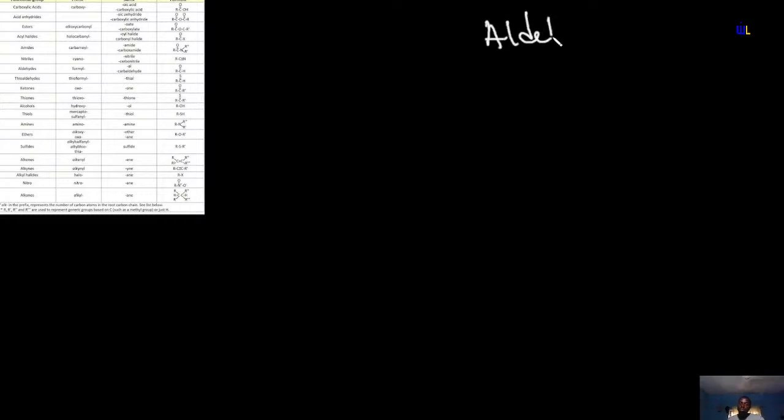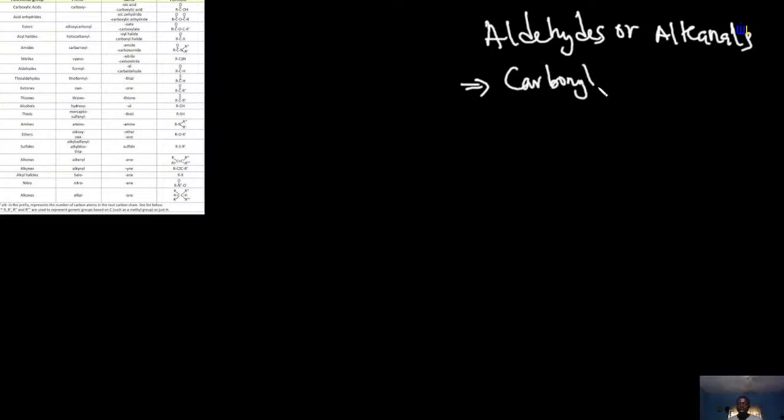So aldehyde or alkanals. Now, the aldehydes or alkanals are represented by the carbonyl functional group. So just have that in mind. The functional group for the aldehydes is the carbonyl functional group. Now, there's one tricky thing about the aldehydes and the ketones. Aldehydes and ketones, or aldehydes and alkanones, both of them have the carbonyl group as their functional group.